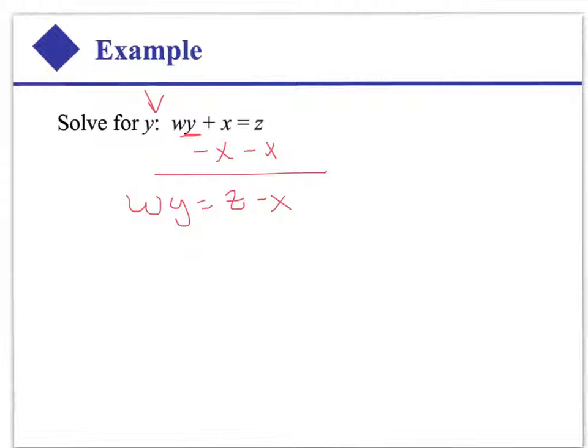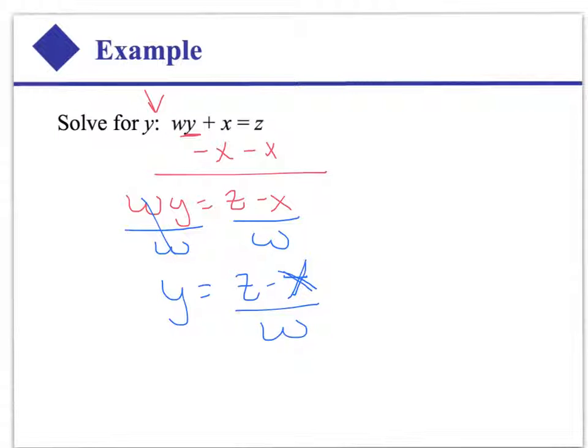And then we need to get this y still by itself, and it's being multiplied by w. So I'm going to divide both sides by w. So now y equals z minus x, ooh, what an ugly x, divided by w. And we're done. We got y by itself, and that was our goal.